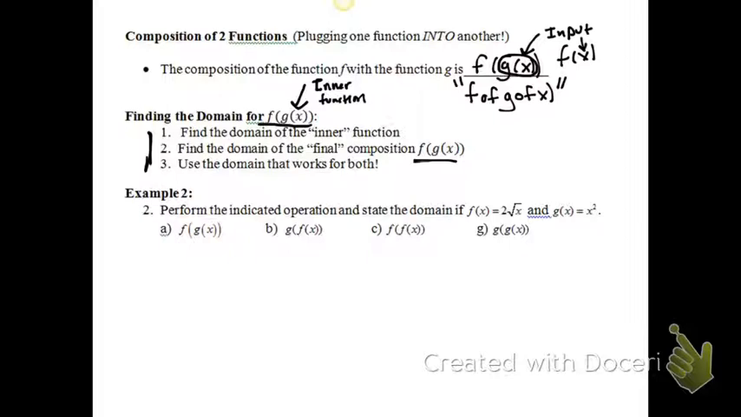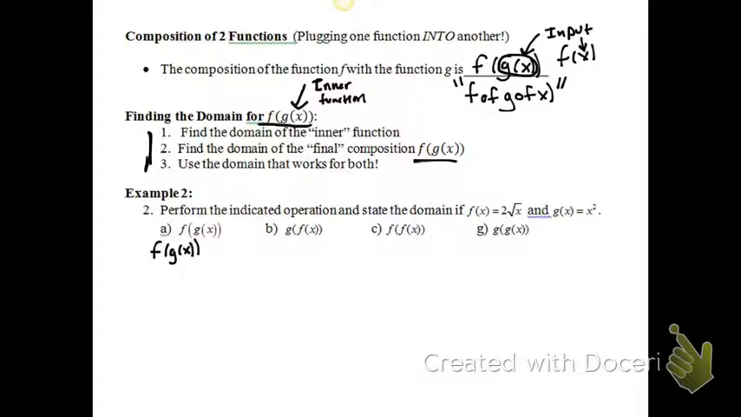And so here's an example. We're actually going to do a few examples. So in example 2 it says, perform the operation and state the domain if we have f of x be 2 root x and g of x be x squared. For part A, we're going to do f of g of x. So this is what I recommend you do until you get the hang of it. I'm going to write f of g of x as f of g of x.